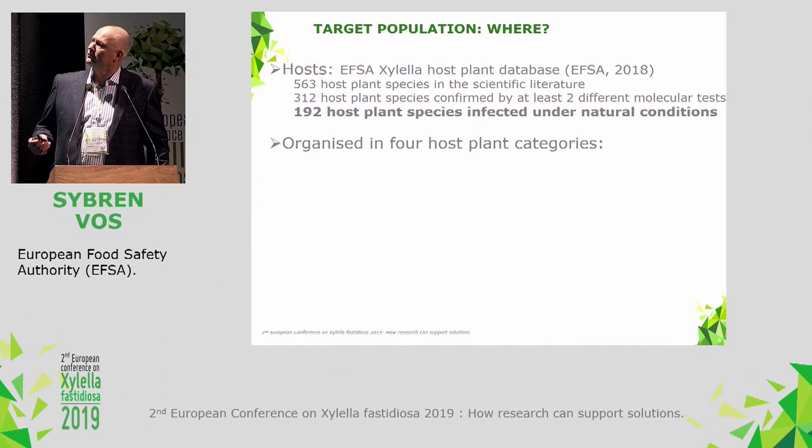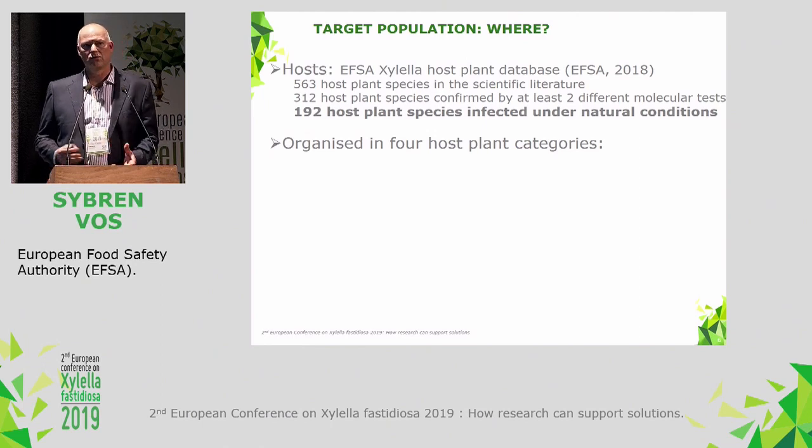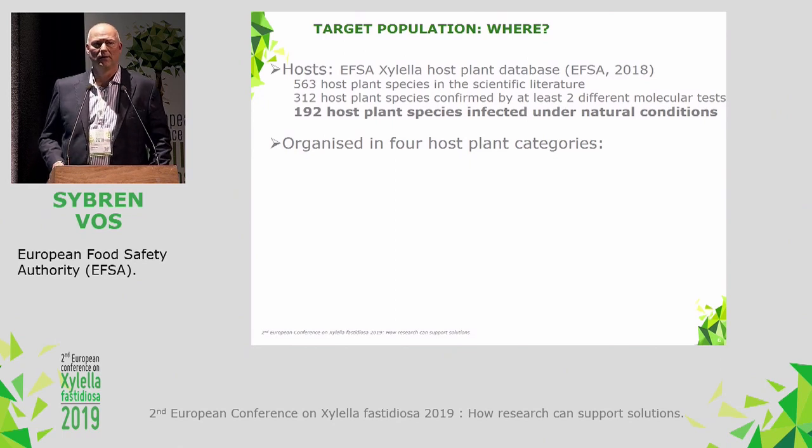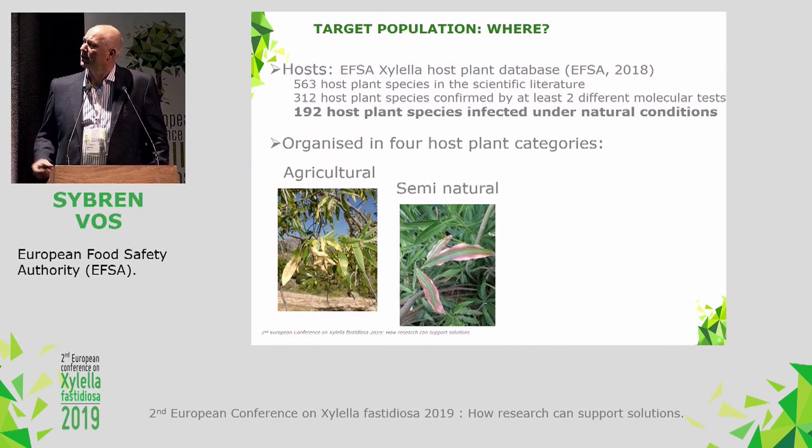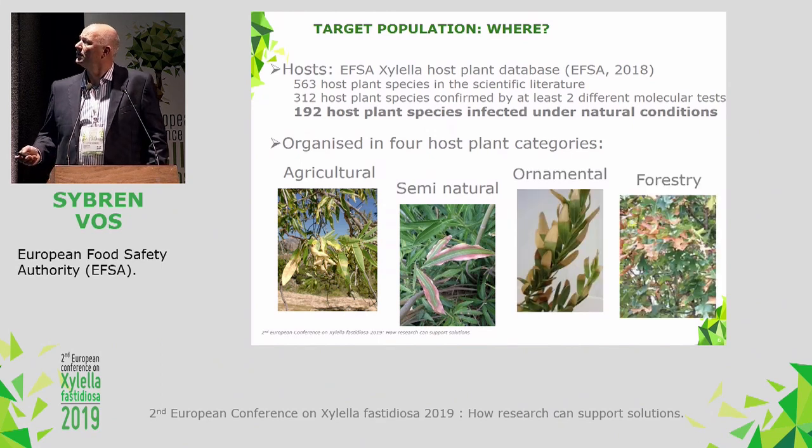So what we suggested in the survey card is to focus on these 192 host species. And what we need to understand is how these host species are articulated in the environment. To have a better understanding of the environment, we thought we should maybe reduce it and divide it into 4 host plant categories: the agricultural hosts, the ones growing in semi-natural or natural areas, the ornamentals, and also the forestry. So already these 192 host species can be divided into 4 different groups.